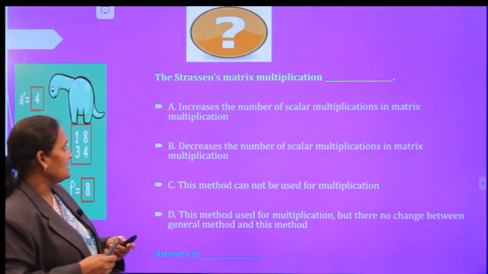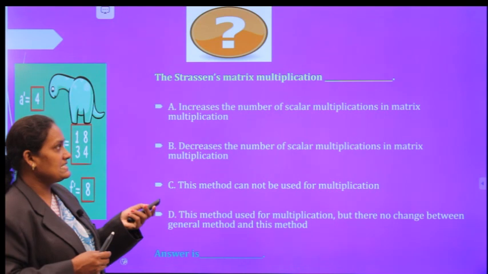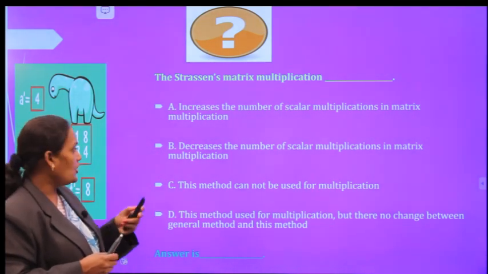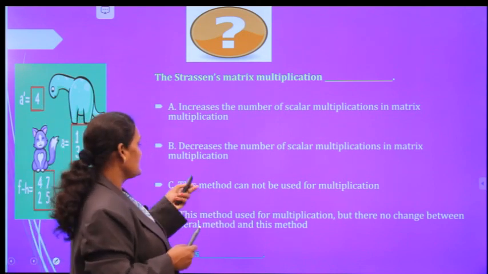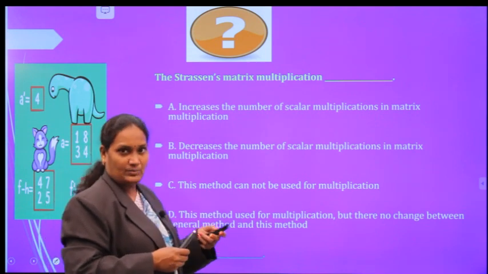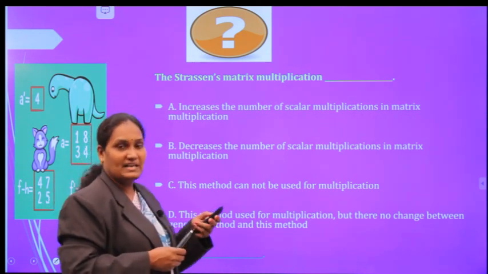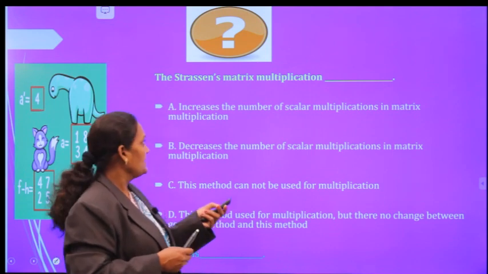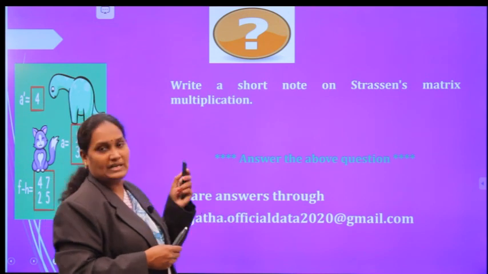Coming to the next question, the Strassen's matrix multiplication dash. Option A increases the number of scalar multiplications in matrix multiplication. Option B decreases the number of scalar multiplications in matrix multiplication. Option C, this method cannot be used for multiplication. Option D, this method is used for multiplication, but there is no change between general method and this method. Next, write a short note on Strassen's matrix multiplication.